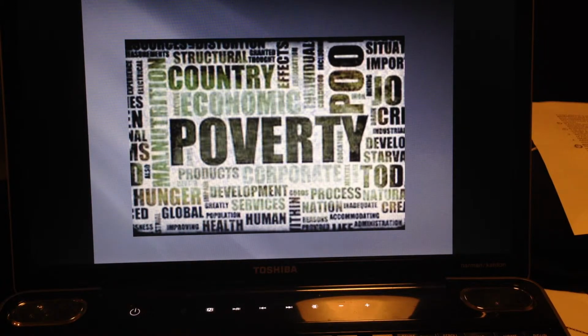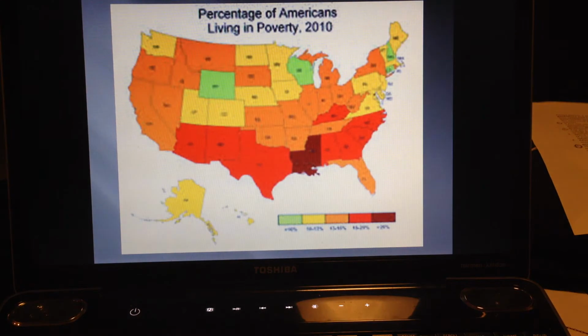Poverty forms a specific culture and way of life. It is a growing issue in the United States. The number of Americans living in poverty is continually increasing. As you can see from the screen, the percentages of Americans living in poverty in 2010 in the United States is not a favorable one. I believe the orange is somewhere between 5 to 10%, and it goes all the way up to 20%. As you can see, most of the high percentages are concentrated in the southern half of the United States.